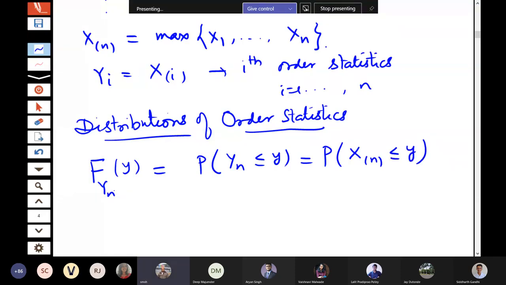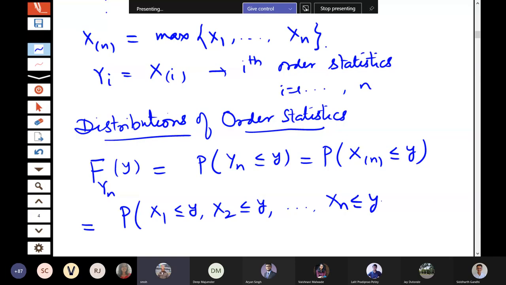So this is equivalent to saying X1 is less than or equal to y, X2 is less than or equal to y, Xn is less than or equal to y. Are the two probabilities equivalent? Because if each and every observation is less than or equal to y, then the maximum will also be less than or equal to y. Conversely, if the maximum is less than or equal to y, then each observation will be less than or equal to y. Is that okay?